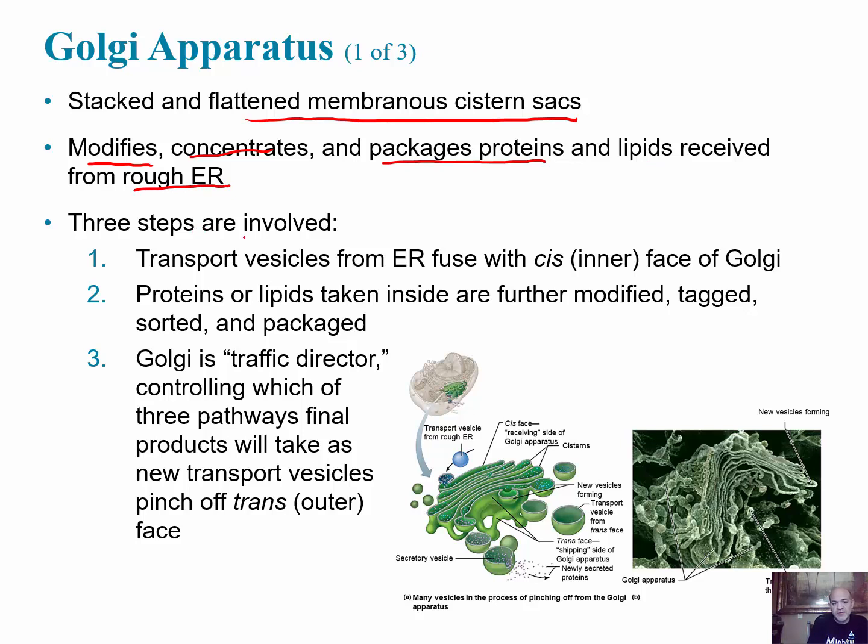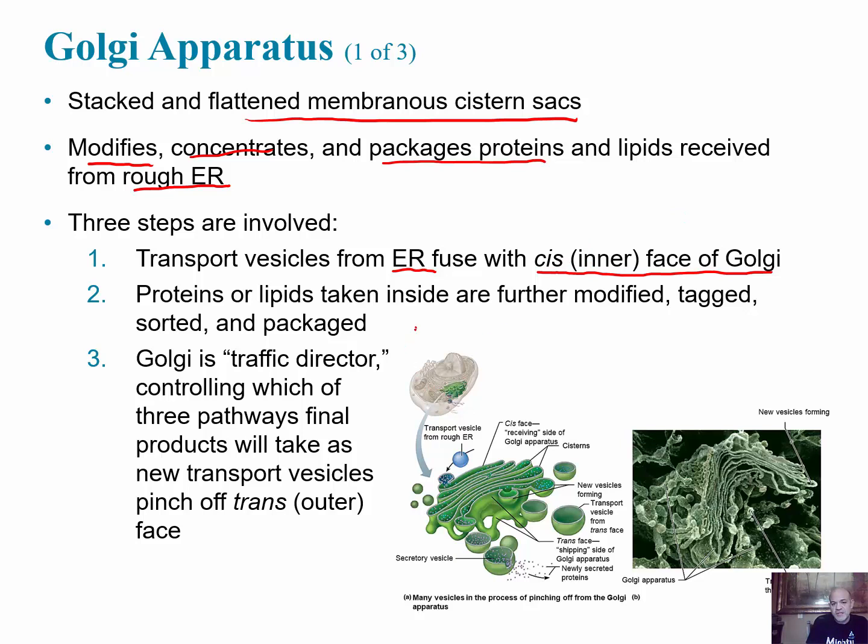And 3 steps are involved here. So number 1, we're going to have transport vesicles from the endoplasmic reticulum move their way and fuse on the cis face of the Golgi. Cis is referring to the inner side here.